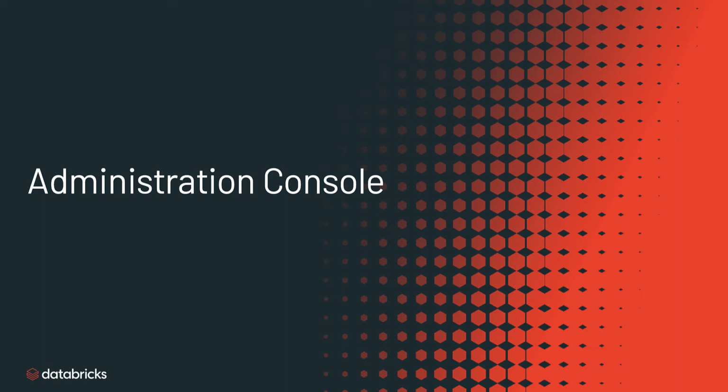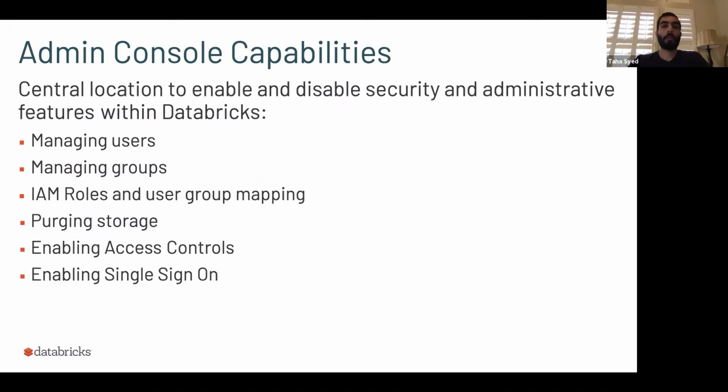We've talked architecture. We're moving more into, okay, how do I actually set up the guardrails around what folks can do, how they're working with the workspace, and how can I best enable them. The admin console is where you're going to have the ability to turn on all of the features that let you do that. That includes managing users, creating and managing groups, putting users into those groups, adding IAM roles and mapping them, enabling the access controls, like I said, and then setting up single sign-on.